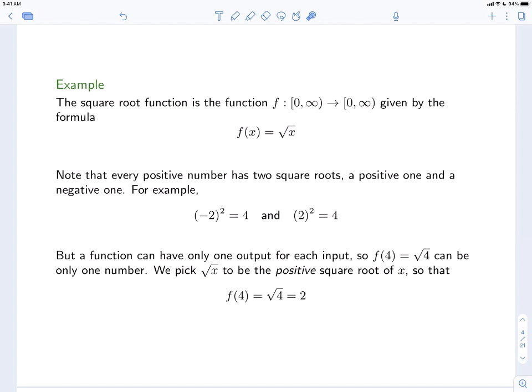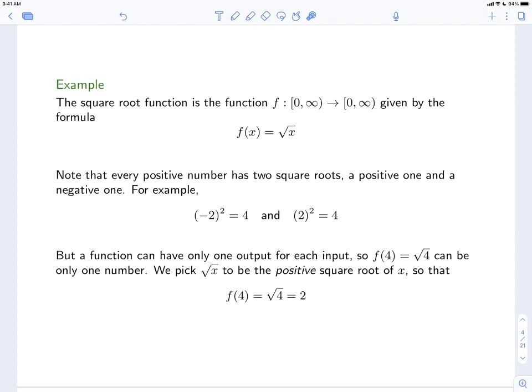So we pick radical x to be the positive square root of x. And that's why the range is the set of all non-negative real numbers. Even though every positive number has two square roots, a positive and negative one, in order to have the square root function, we have to just look at the positive square root. So radical x gives you the positive square root. You have to make a choice.